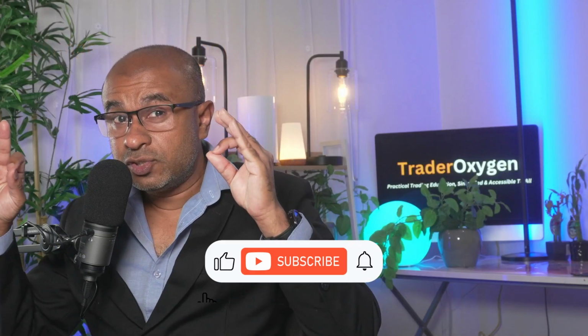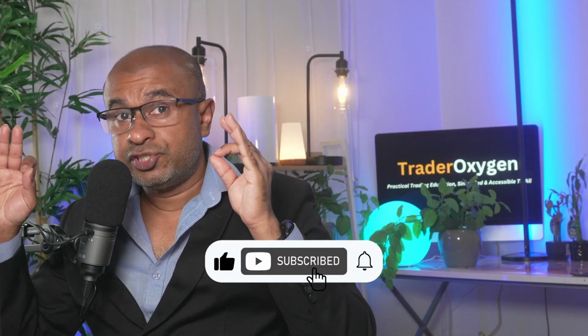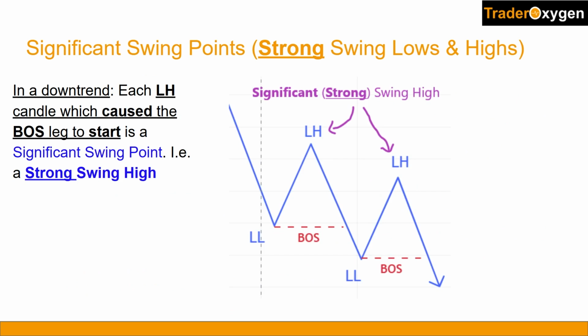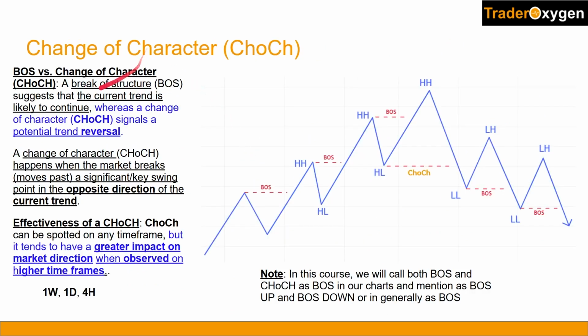Okay, so now let's look at how to correctly identify change of character with chart examples. A break of structure suggests that the current trend is likely to continue. That means in a break of structure, the current trend will continue. However, a change of character signals a potential trend reversal. What does that mean? See, the break of structure indicates the current trend is continuing.